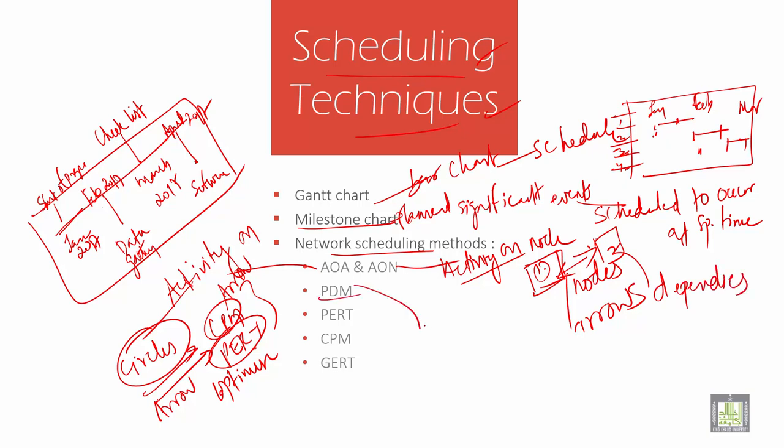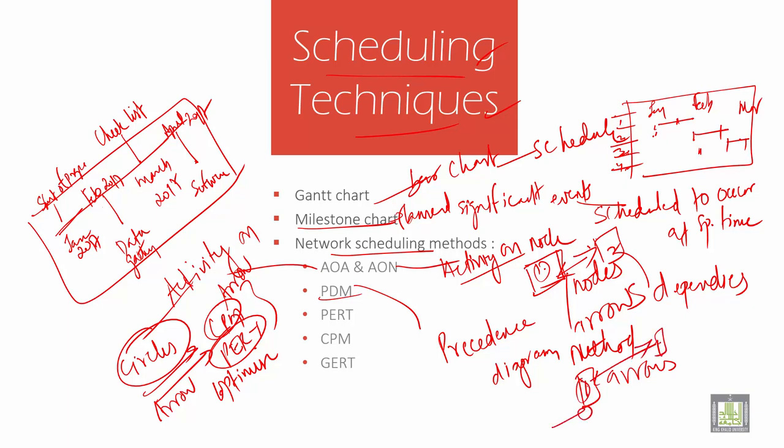Then PDM. What is this PDM? PDM is the precedence diagram method. It is also a scheduling method. It uses boxes and arrows, and connects various activities, like 1, 2, then 3, similar to the AON. It also has various scheduling relationships, like first start, second start, like FF. I'll show you everything in detail in the next slide.